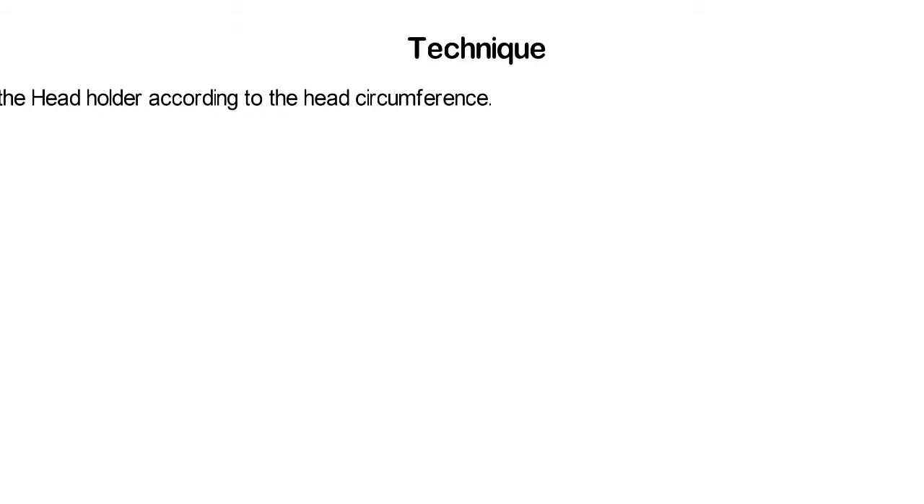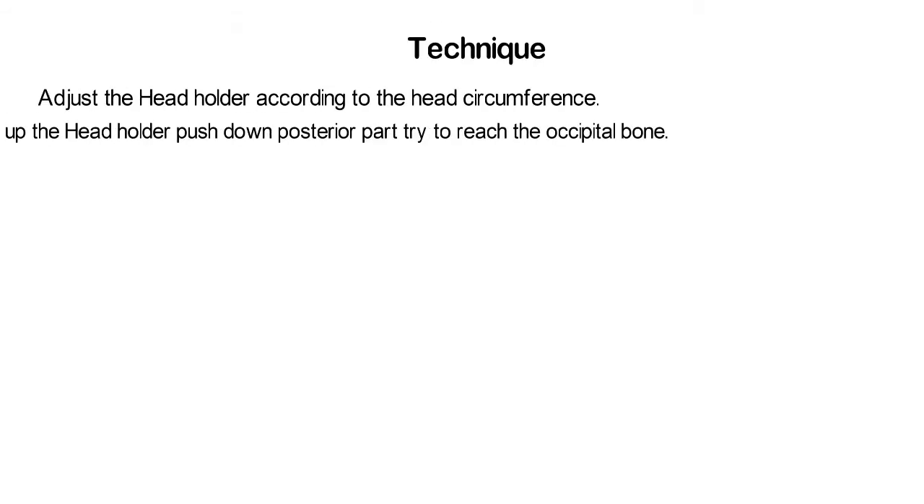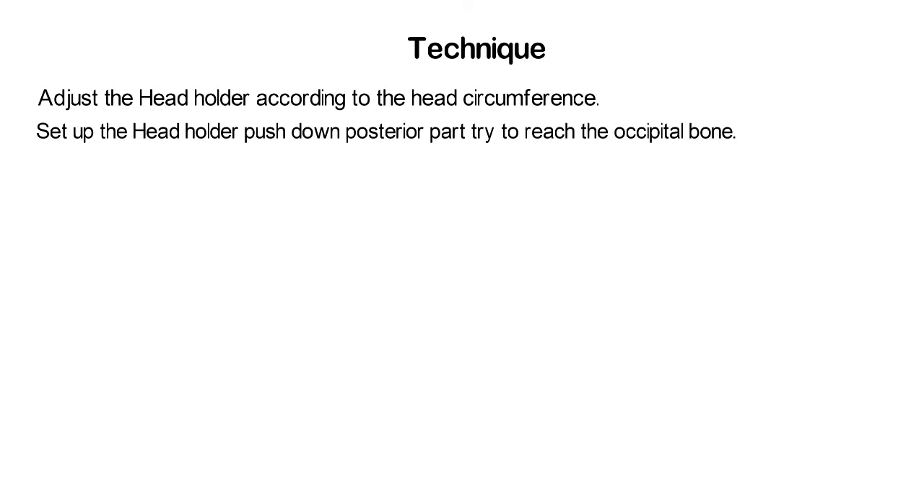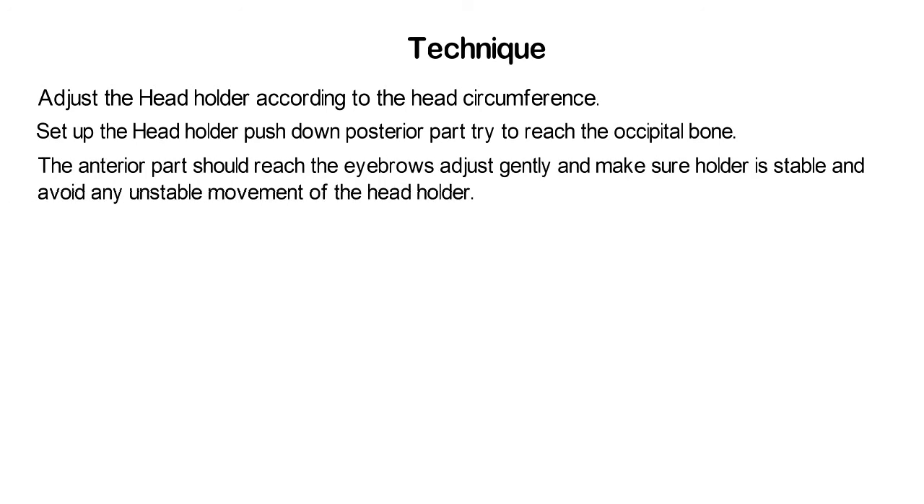Technique: adjust the head holder according to the head circumference. Set up the head holder, push down the posterior part, and try to reach the occipital bone. The anterior part should reach the eyebrows. Adjust gently to make sure the holder is stable and avoid any unstable movement of the head holder. Make sure of that when the eyebrows move up and down.